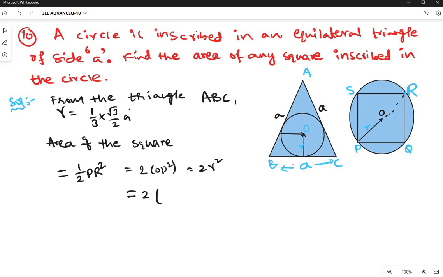R is 1/3 times root 3 by 2a, so R square is 1 by 9 times 3 by 4 times a square. So 3 times 2 ones are 2, twos are 6. Therefore this is equal to a square by 6. So the area is a square by 6 square units. Thank you.